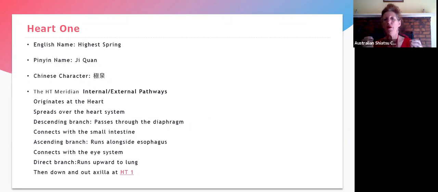So this is why the Shen manifests in the eyes. And this is why we can see the sparkle in someone's eyes as the closest manifestation of their Shen. That's because of this beautiful internal pathway: the ascending branch running alongside the esophagus, connecting with the eye system. This is beautiful. And then the direct branch runs upwards into the lungs and then straight out at Heart 1 at the axilla.